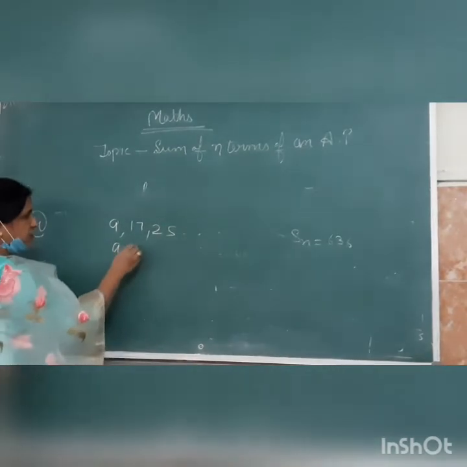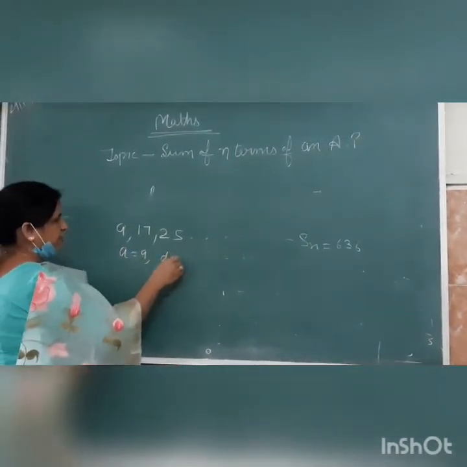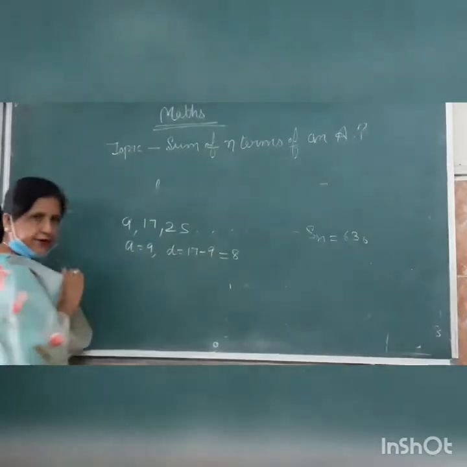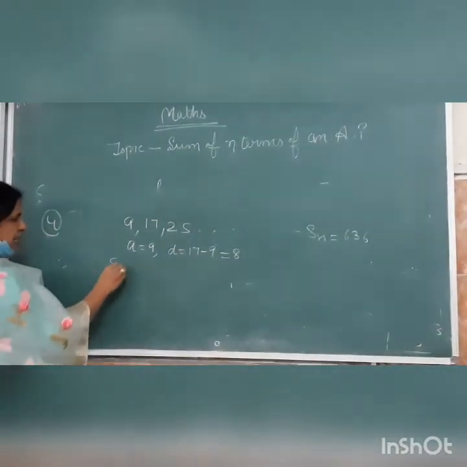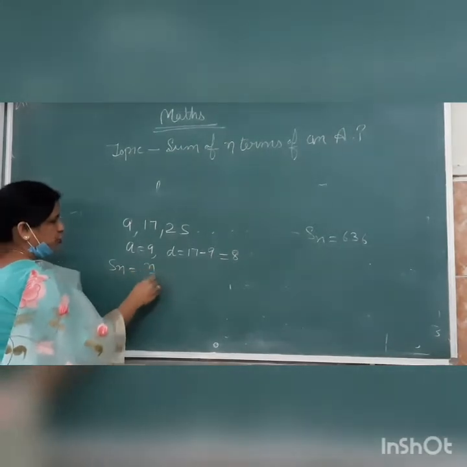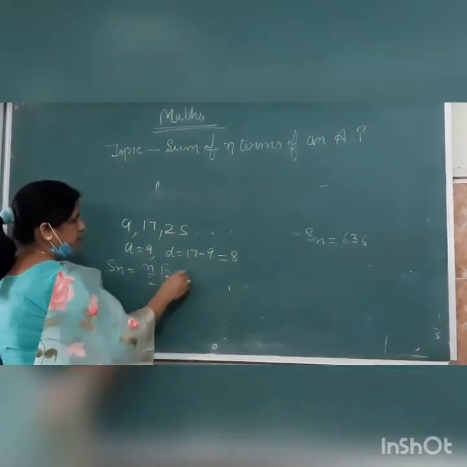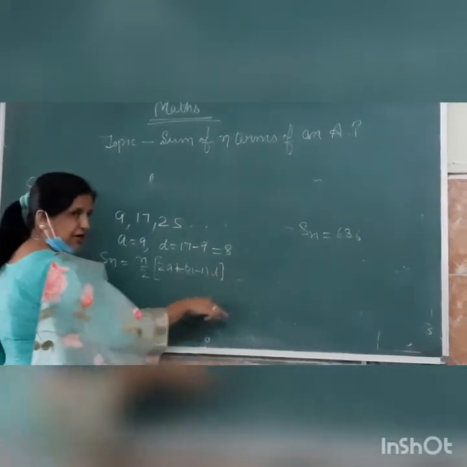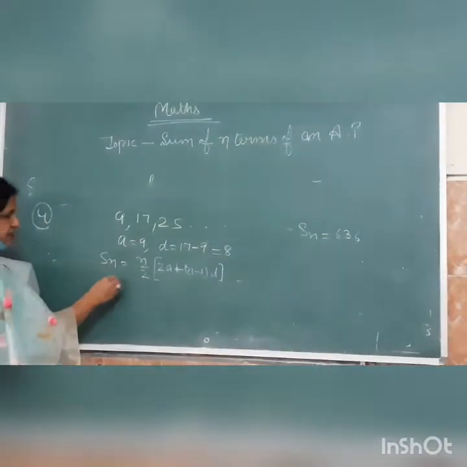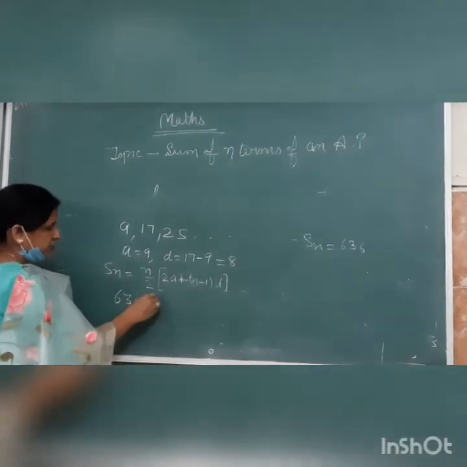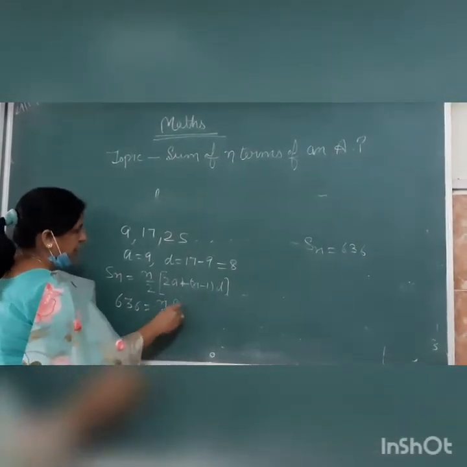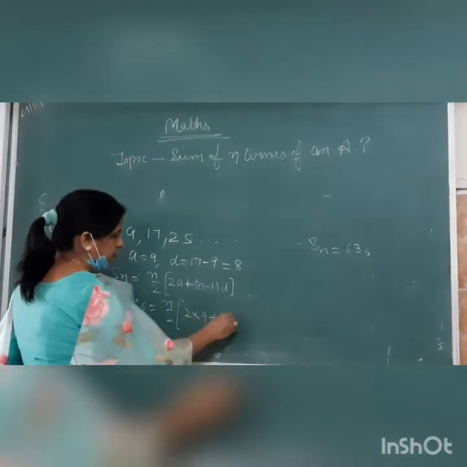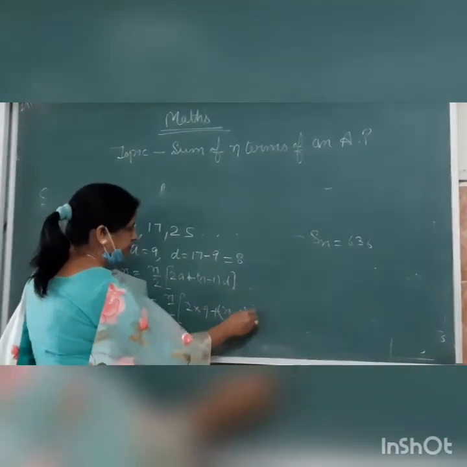Here a is equal to 9 and d, the common difference, is equal to 17 minus 9, which is equal to 8. Use the formula of sum. Sn is equal to n upon 2 into 2a plus n minus 1 into d. Put the values. Sn is given as 636, equal to n over 2 into 2 into 9, a the value is 9, plus n is not given, minus 1, d the value is 8. Solve this.